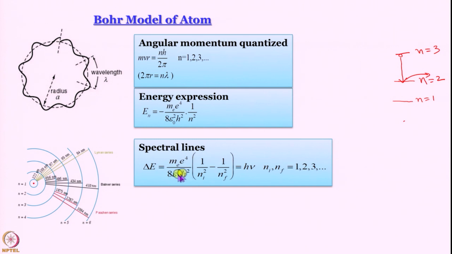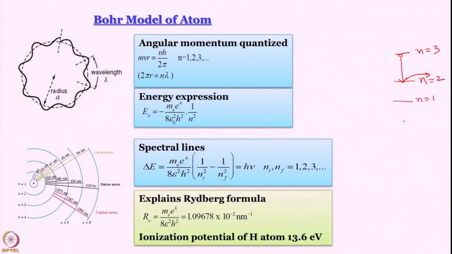So, now when you equate this delta E to h nu, you get 1 by ni square minus 1 by nf square, i for initial, f for final, and that, if you remember, is exactly the same form as the Rydberg equation. From here the Rydberg constant that is calculated is in agreement with the experimentally determined Rydberg constant to the 6th or 7th decimal place. And the other thing that was calculated using this was the ionization potential of the hydrogen atom, which turns out to be 13.6 electron volt.